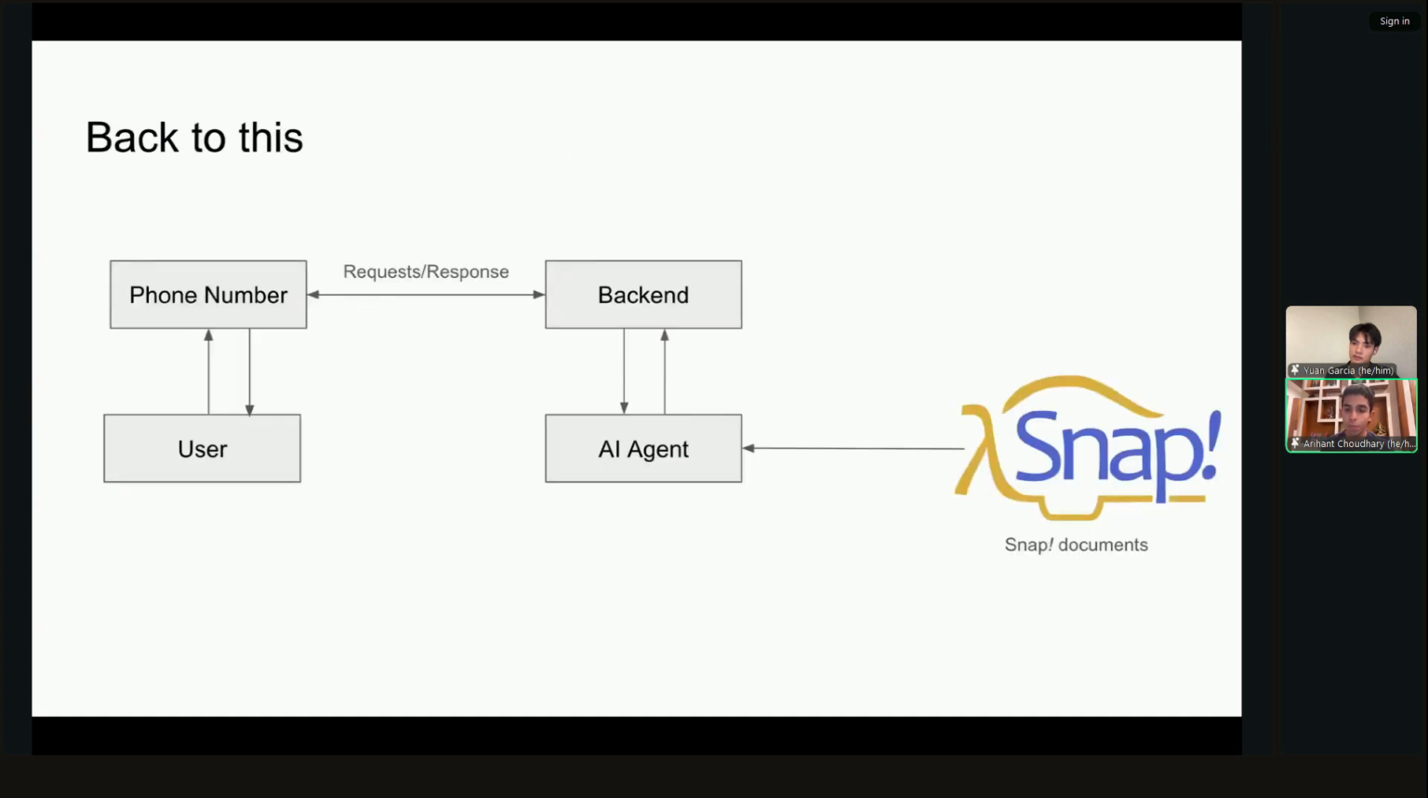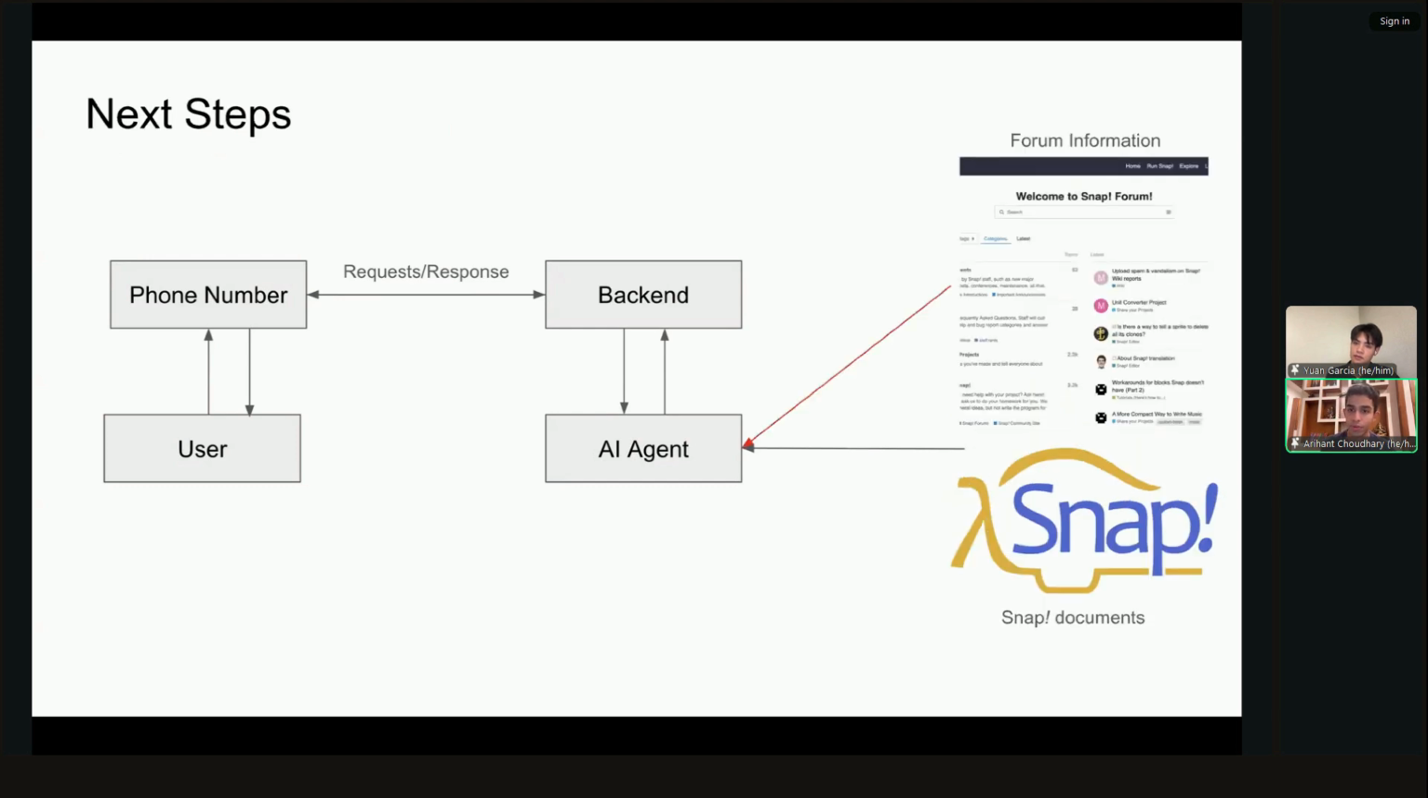Now let's go back to this. What's missing here is the Snap forum information, and that's what we're going to do as next steps in this project. We're going to scrape the forums and continuously update this AI agent with the latest forum information. And if we want, we can dive into a demo. If anyone in this audience, or everyone, wants to call this number, you can call this number and ask any question you want about Snap. And to our best knowledge, it should be able to answer it accurately.